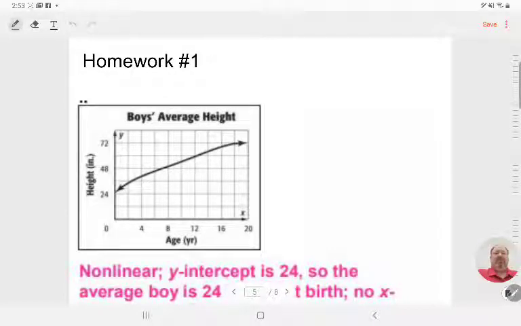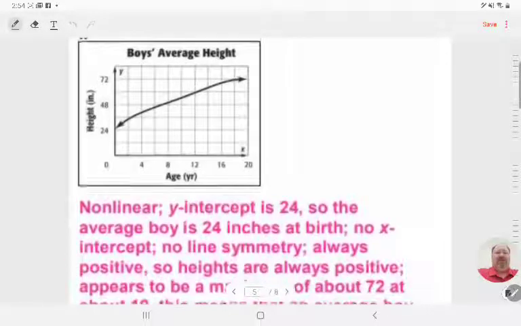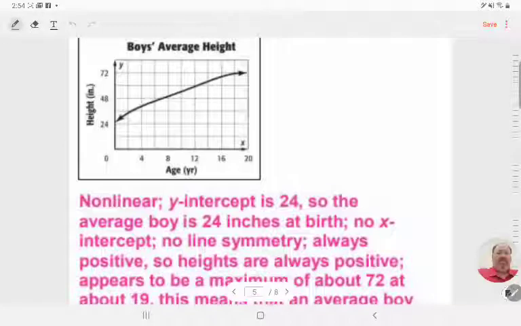So if I just put x-intercept is, in this case, 24, that doesn't really tell me anything. I need to know what that means, what that stands for. So for example, on this first one, it's nonlinear, it's not a straight line. The y-intercept is 24. So I would interpret that as something like the average boy is 24 inches at birth. Okay, that's what that means.